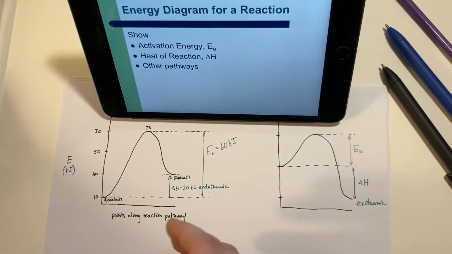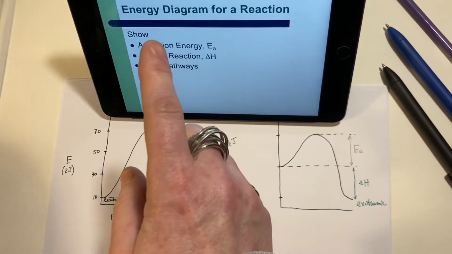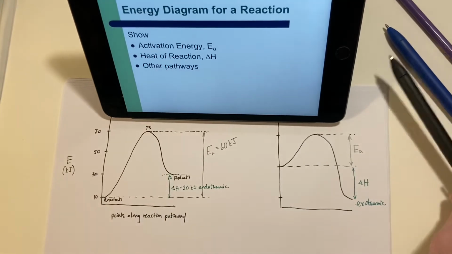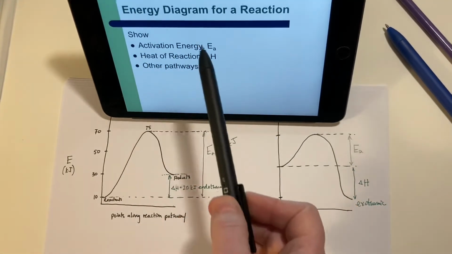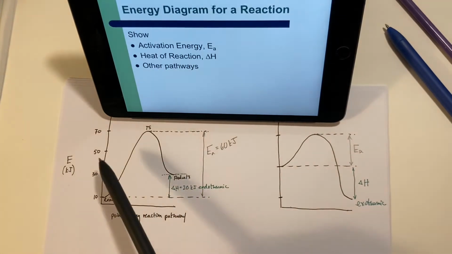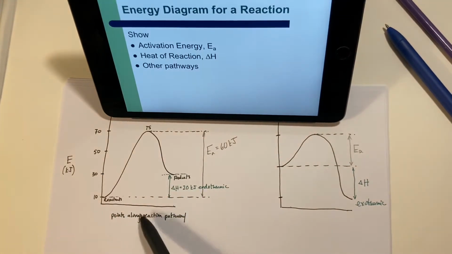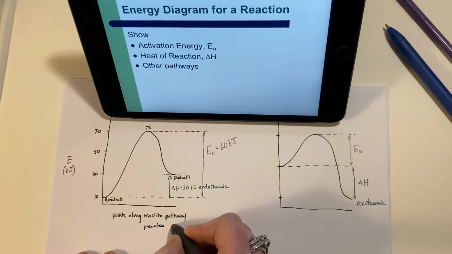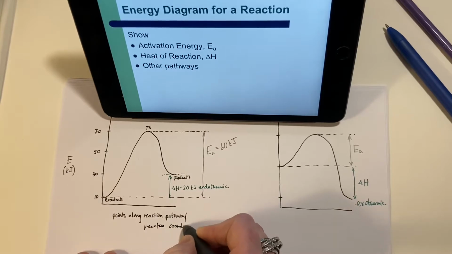Okay, so this is a quick review about energy diagrams and the types of energy we've discussed so far. An energy diagram is like one of these things, showing the relative energies of different points along a reaction pathway. It's also called a reaction coordinate diagram.